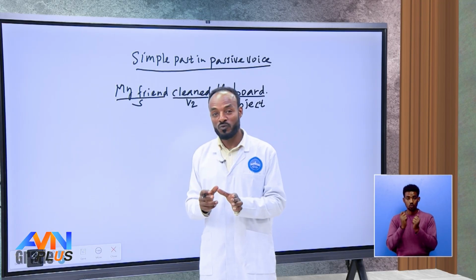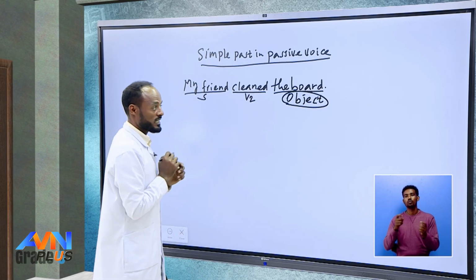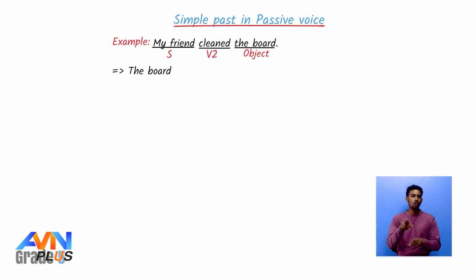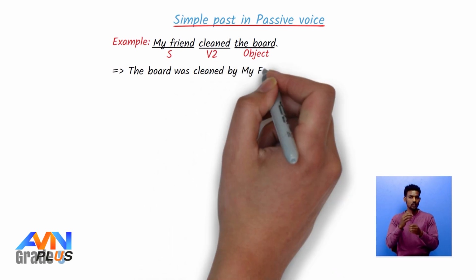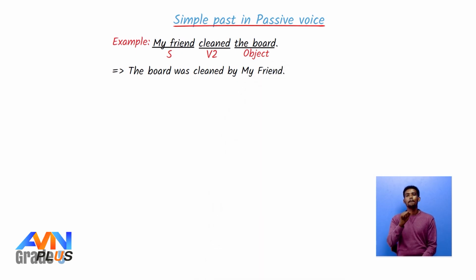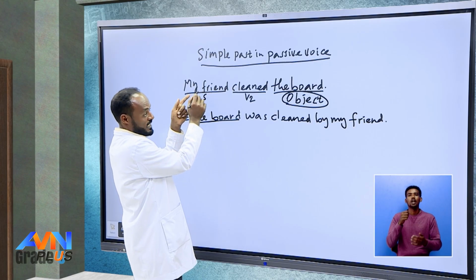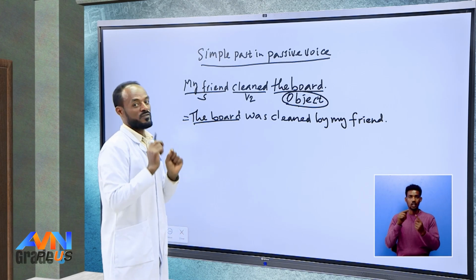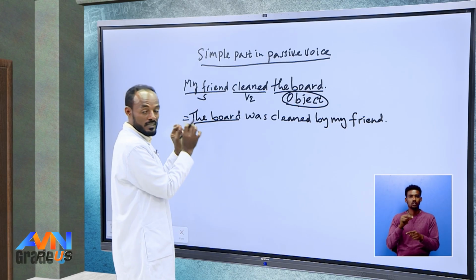If you want to change such kinds of sentence into passive voice, we have to start from the object. Is it clear? So, the board is or was, because this one is verb 2. So, the board was cleaned by my friend. Good. So, here is the object of the active voice. But we put it in place of the subject. Still it is the receiver of the action. Don't forget that. We simply put it in place of the subject. It is not the subject. Still it is the receiver of the action.